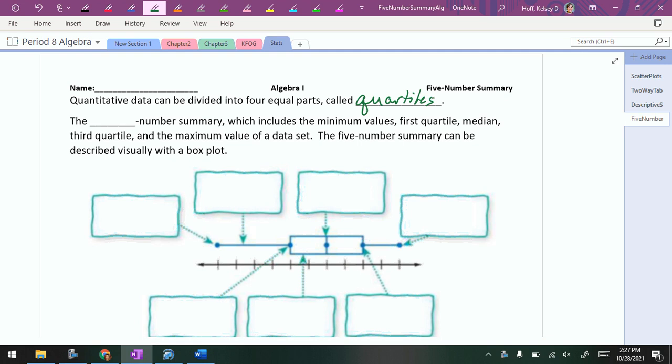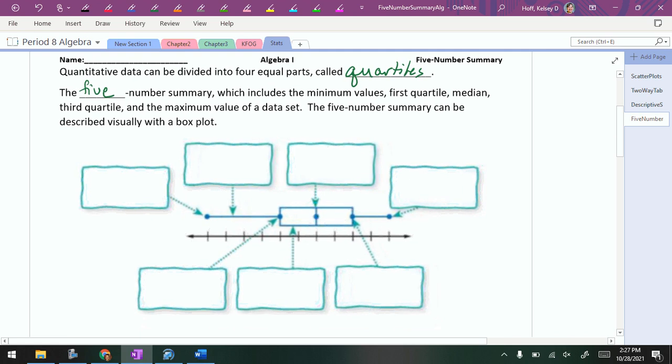Perfect, thank you. So today you're going to focus on the 5-number summary. The 5-number summary includes the minimum, the first quartile, the median, the third quartile, and the maximum. 5 things.